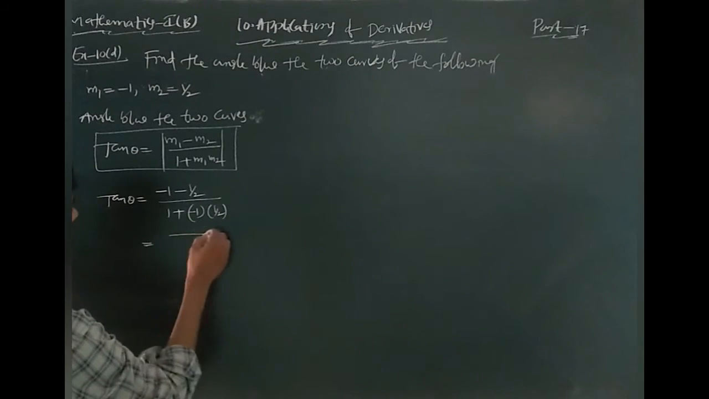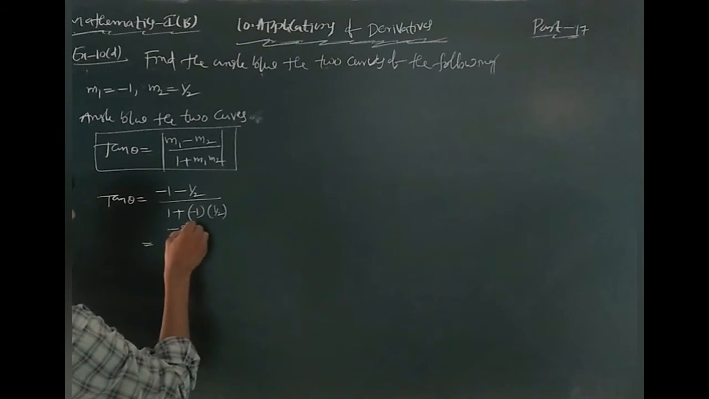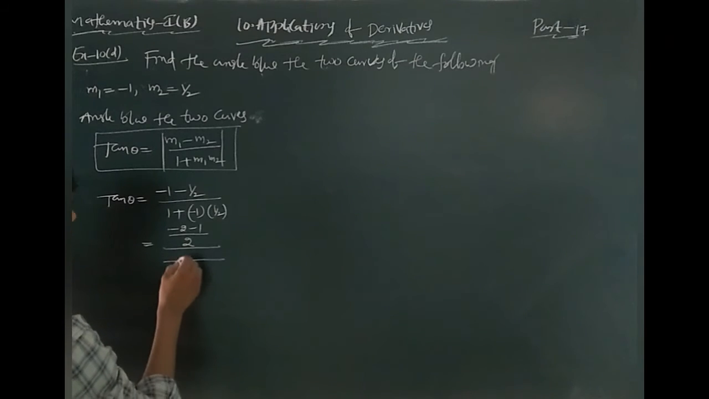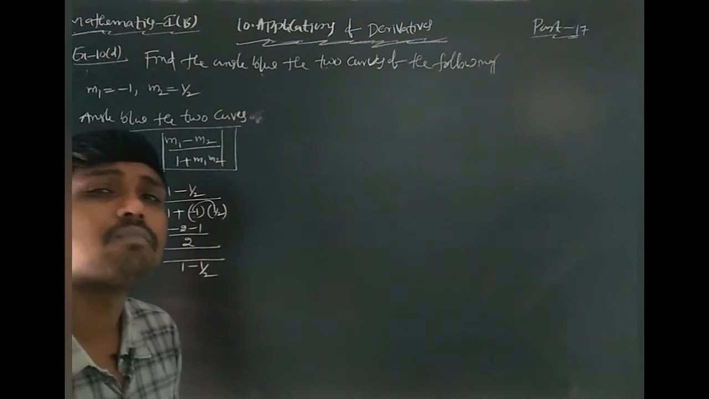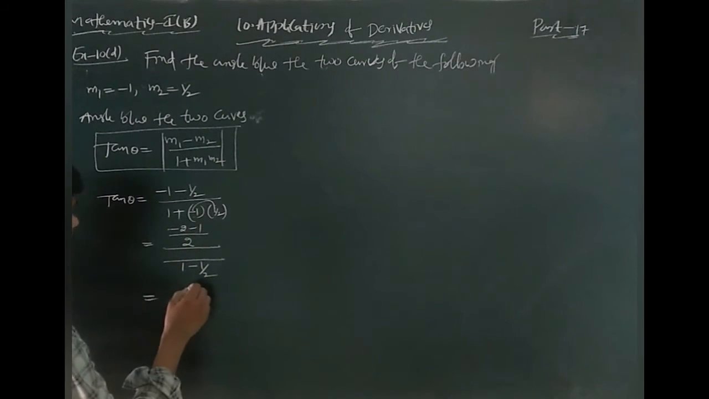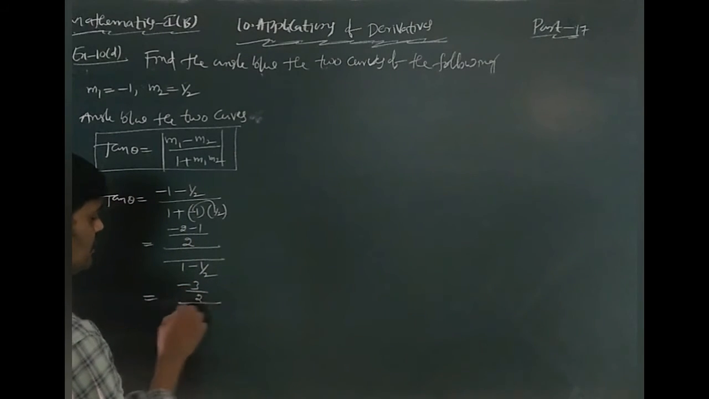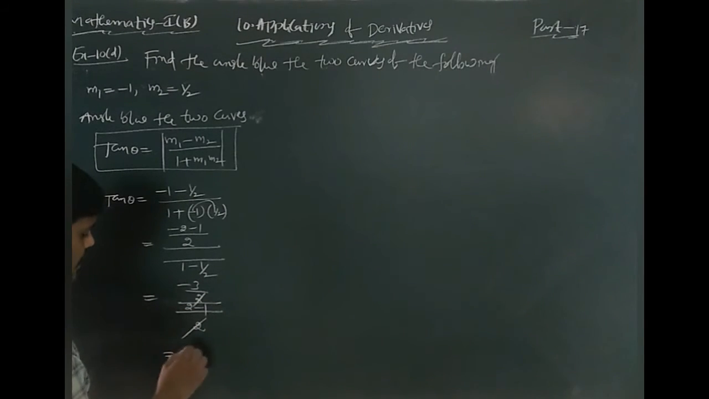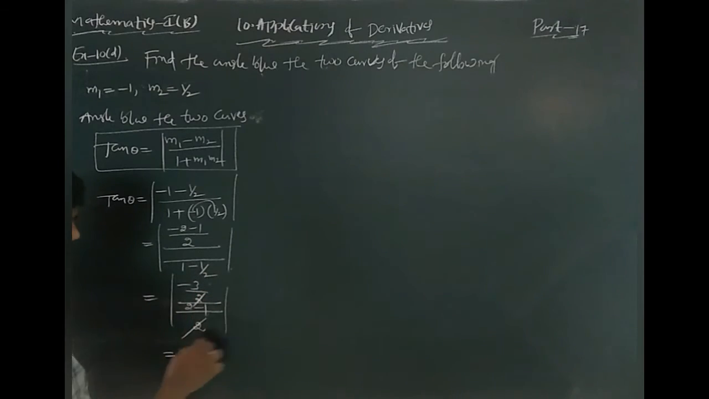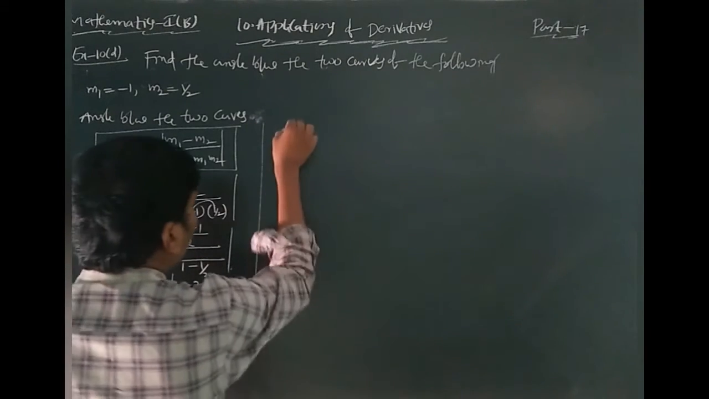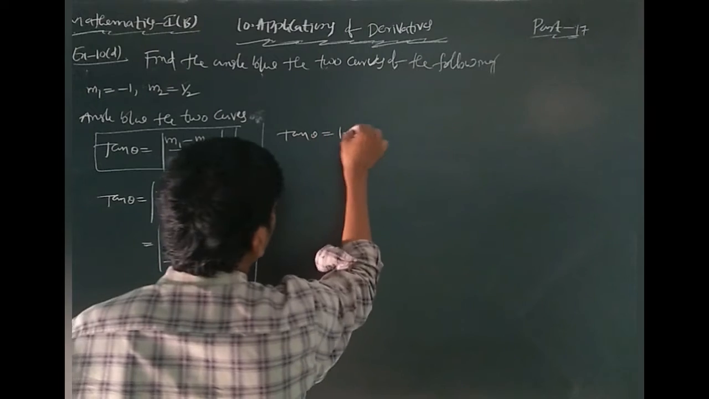That's why we have to take the LCM. 2 is the LCM: minus 2 minus 1 by 2. Here also you can write 1 minus 1 by 2, since minus 1 into 1 is minus 1 by 2. After that you can write minus 3 by 2 by, and we have to take the LCM again. 2 is the LCM: 2 minus 1. The 2 gets cancelled, giving minus 3 by 1. 2 minus 1 is 1, so minus 3 by 1. You have to take the modulus, because this formula has a modulus. Tan theta is equal to modulus of minus 3.